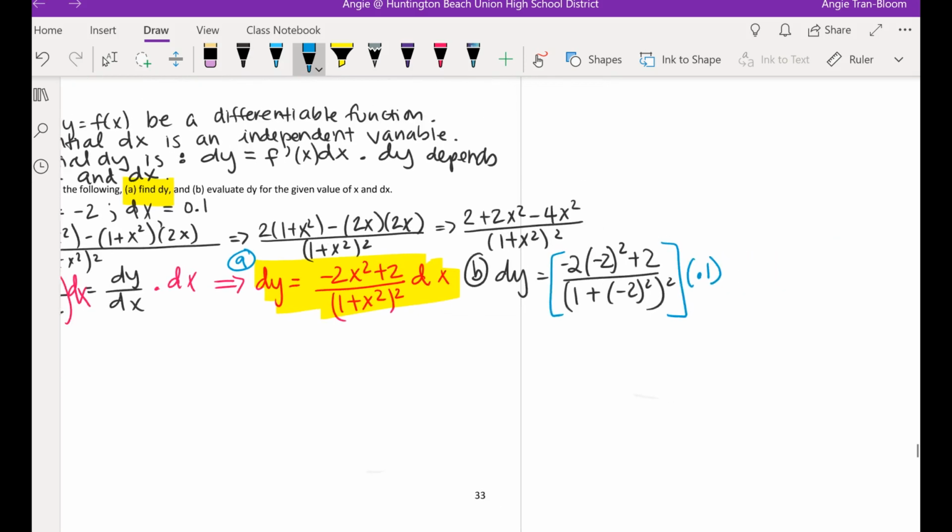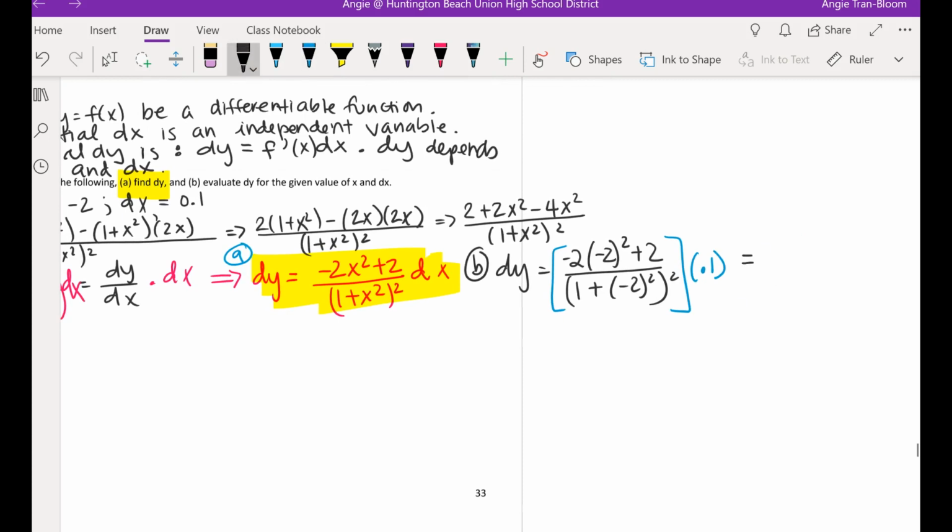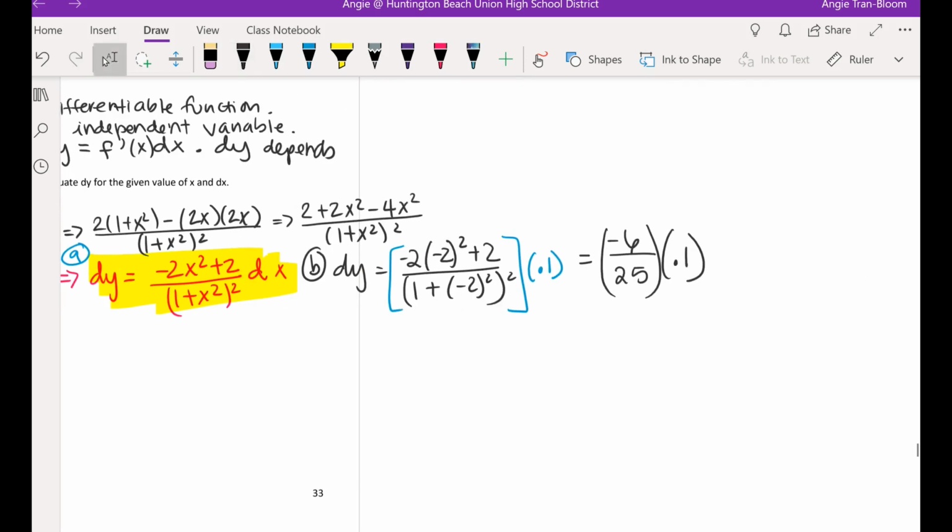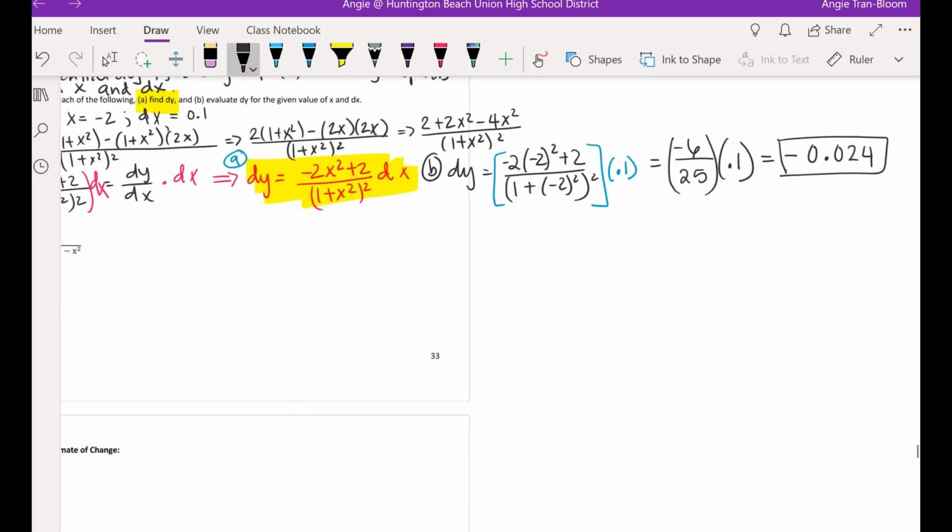Now, on the numerator, that will give us negative 6, and on the denominator, that will give us 25. All of that needs to be multiplied by 0.1. So the change in y is negative 0.024. So that is what dy is. dy is a small change in the negative direction. Okay, and that's what we were asked to do. It's not very difficult because we already know how to do all the derivatives.